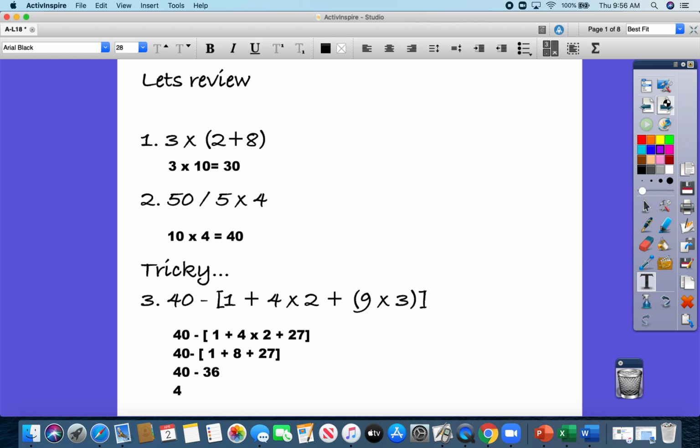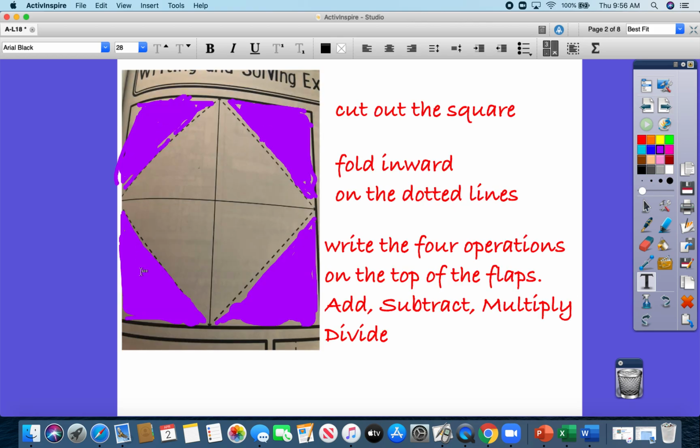Now, you're going to need to pause me again, and you're going to need to find your notes page. It's going to be your last notes page from this packet where it says writing and solving expressions, okay? You're going to see a square that is just completely white, right? And you're going to pause me after you listen to these instructions and get this all done. You are going to cut out the square on the black line. Where you see my mouse going around, you're going to cut it around.